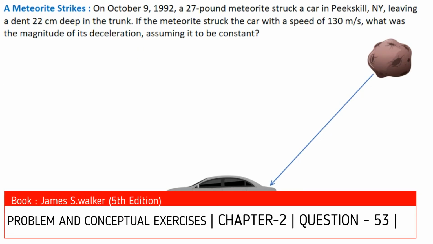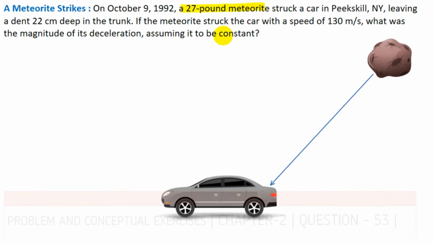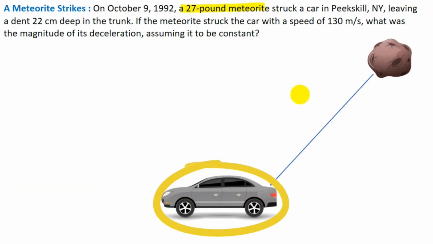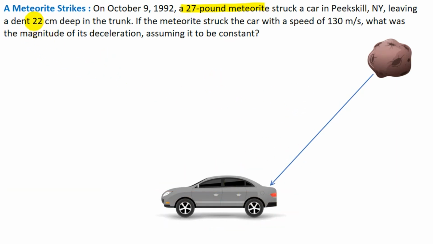Now here we are given that a 27-pound meteorite struck this car and it leaves a dent of 22 centimeter in the trunk. Now we have to consider that if the meteorite struck the car with a speed of 130 meter per second, then the magnitude of the deceleration will be what? This is what we have to calculate, the magnitude of deceleration.